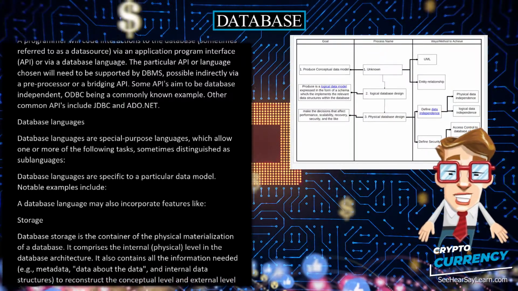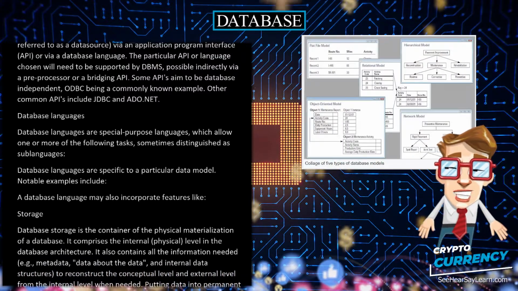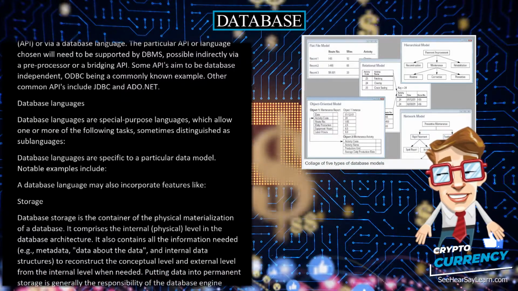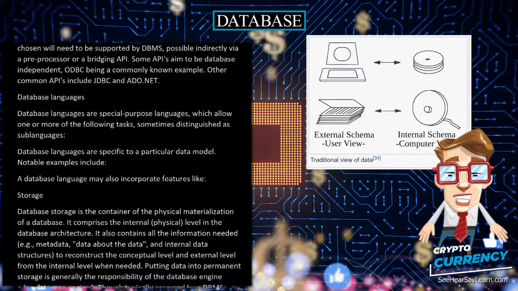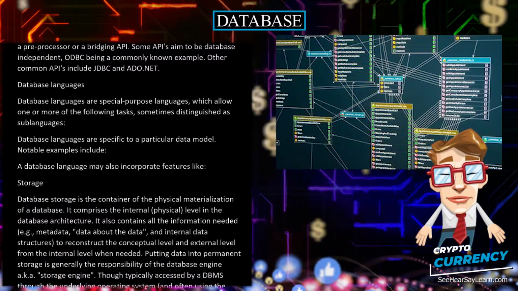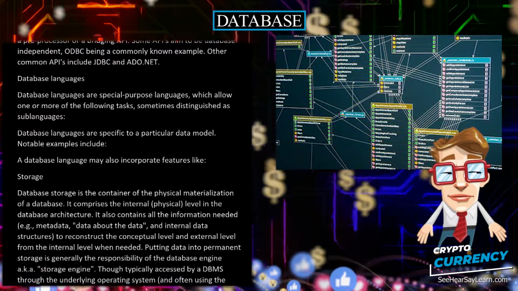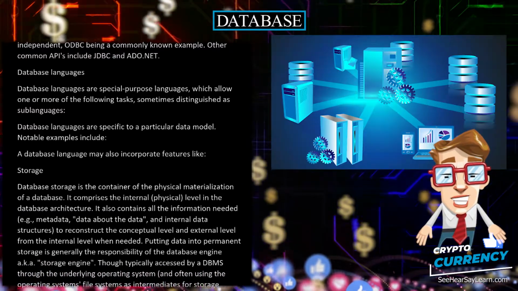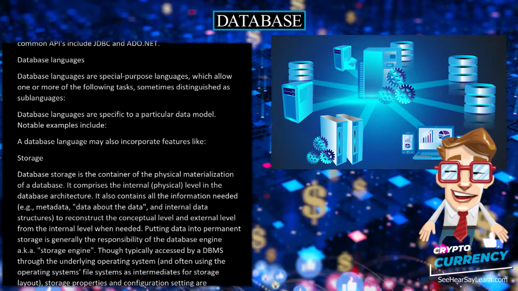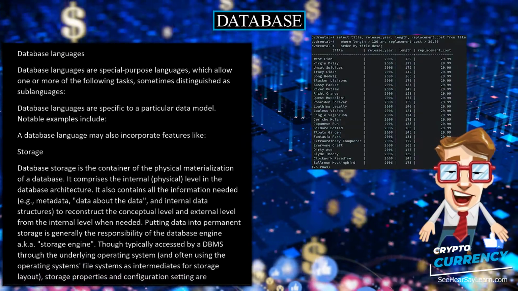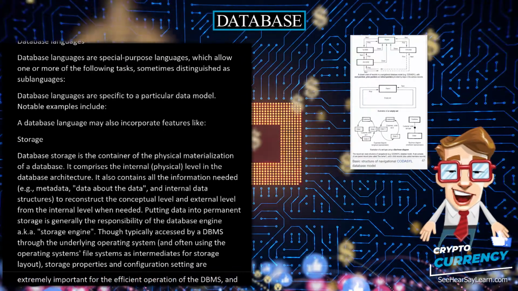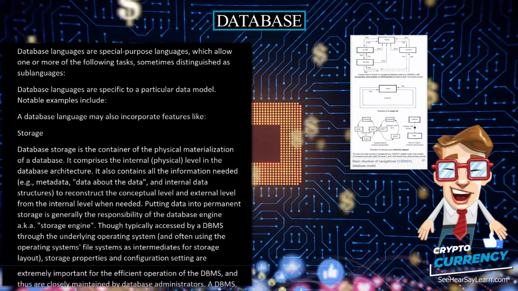Database storage is the container of the physical materialization of a database. It comprises the internal, physical, level in the database architecture. It also contains all the information needed, for example, metadata, data about the data, and internal data structures, to reconstruct the conceptual level and external level from the internal level when needed. Putting data into permanent storage is generally the responsibility of the database engine, a.k.a.